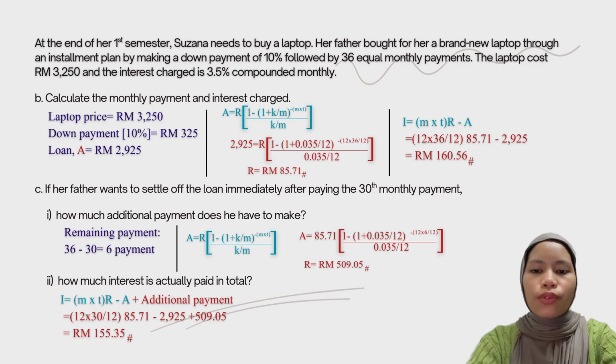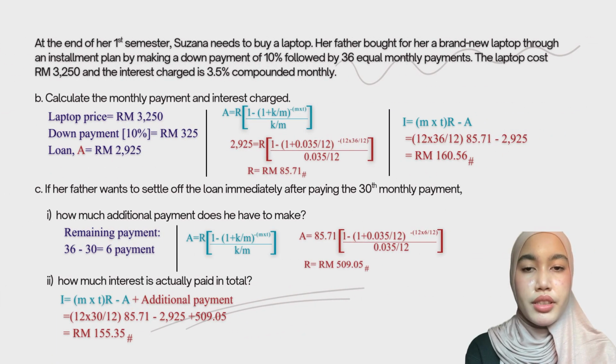For the interest charge, we use the formula I equals M times T times R, minus A. M is 12 and T is 36 over 12. R that we got before is 85.71, minus A, which is 2,925. And the total interest that we get is 160 ringgit and 55 cents.